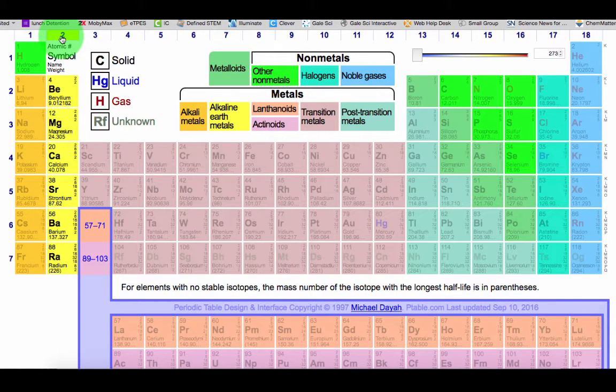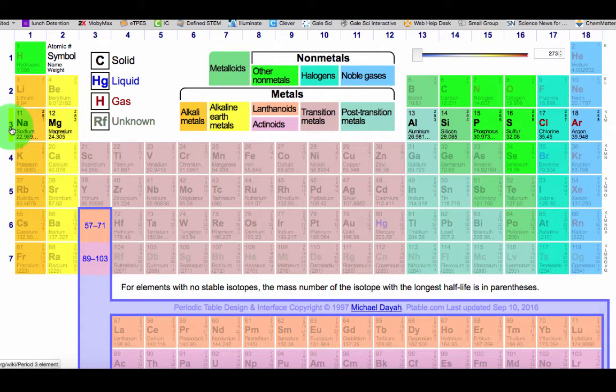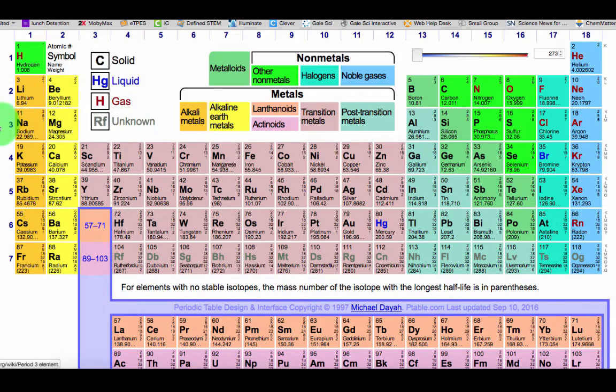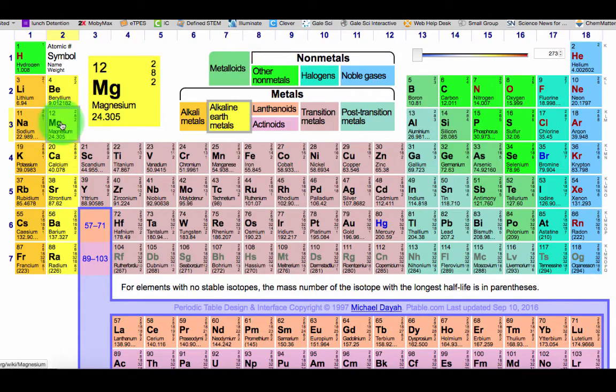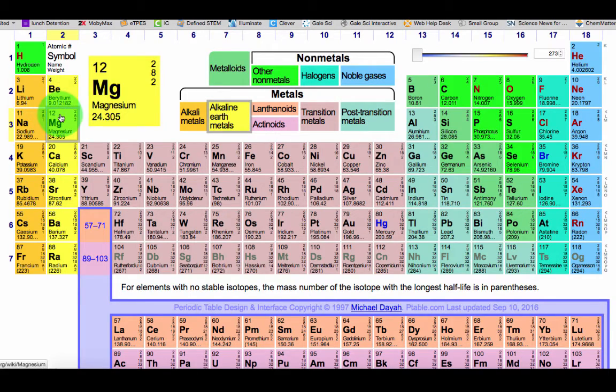But the other thing that you can look at is if it has 3 different shells, then you know it's going to be in period 3. So in this row. You can kind of do the across and then the down and kind of figure out where they meet. So it's going to be in this period 3 because it has 3 shells, and it's going to be in group 2 because it has 2 valence electrons, and boom, you've got magnesium.